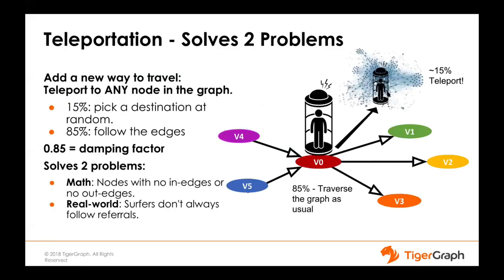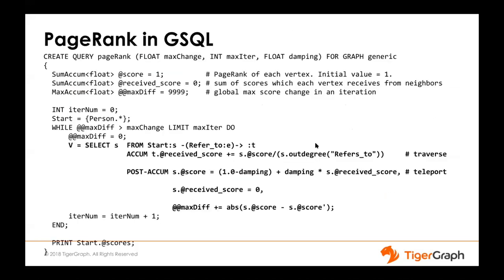But remember, we made this adjustment for teleportation. So we do that as the secondary step. We do that full iteration, and then we do a second iteration called post-accum. Post-accum does not iterate over edges. It iterates over vertices. So now it says, for each of our starting vertices, make this adjustment to its score. Take the received score that we computed up here, multiply it by the damping factor, say it's 0.85. That's where you get the 85%. So there's an 85% chance it has that much. And then 1 minus damping, so 0.15.